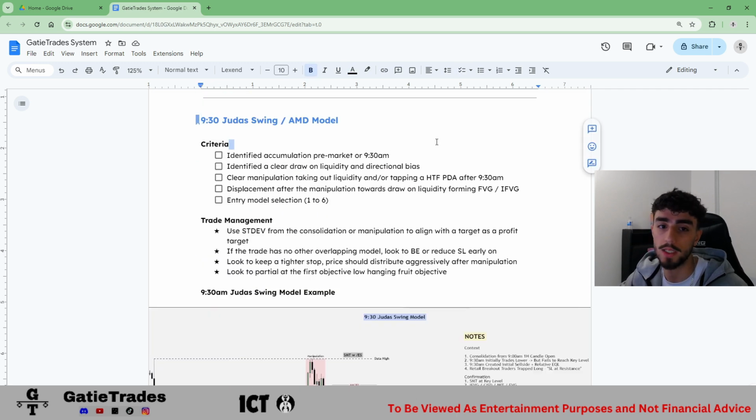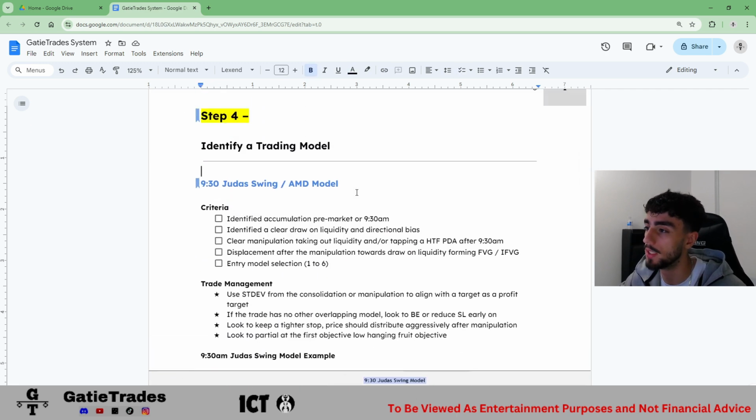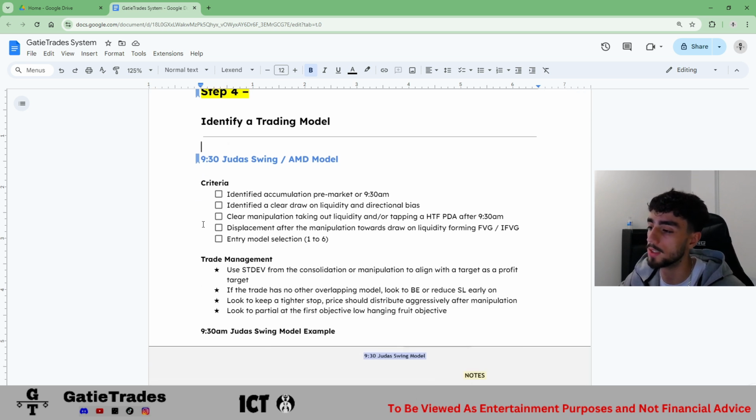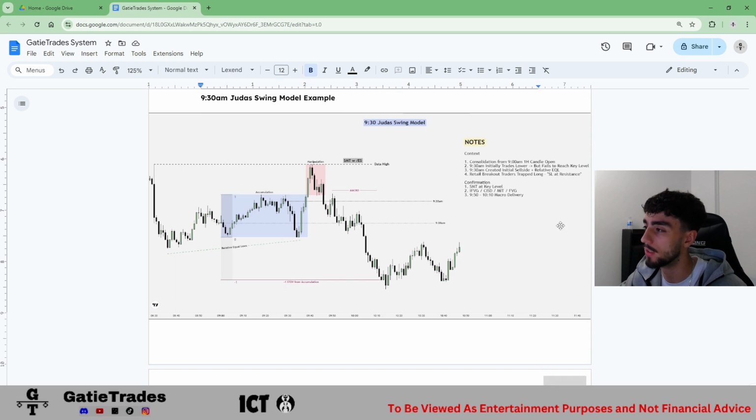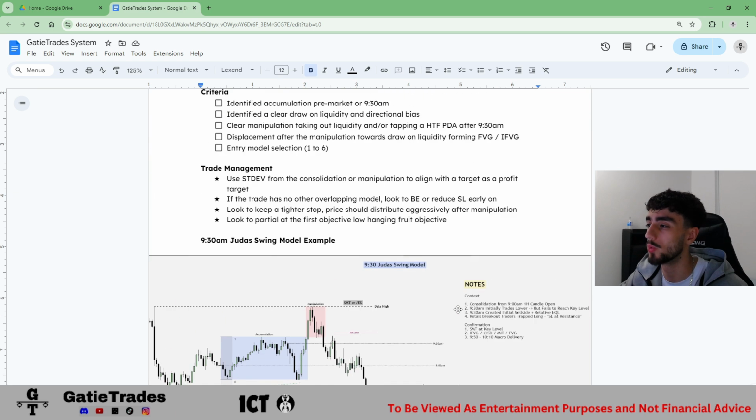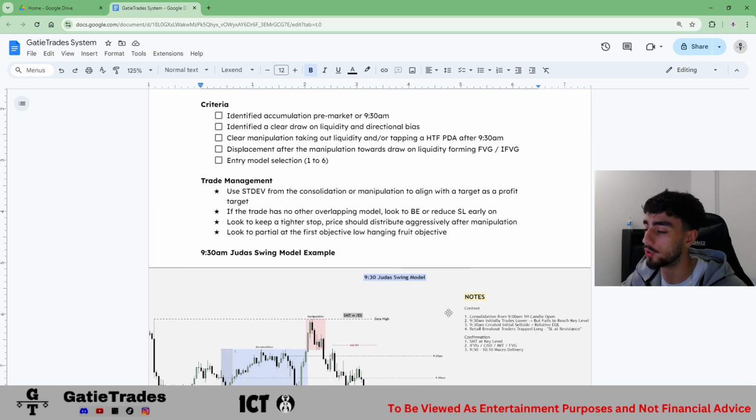These are the notes if you want to take a screenshot, or if you want this PDF, message me on Discord. I'm releasing them as the videos are released. So this is a 9:30 Judas swing AMD model. This is how I trade it.